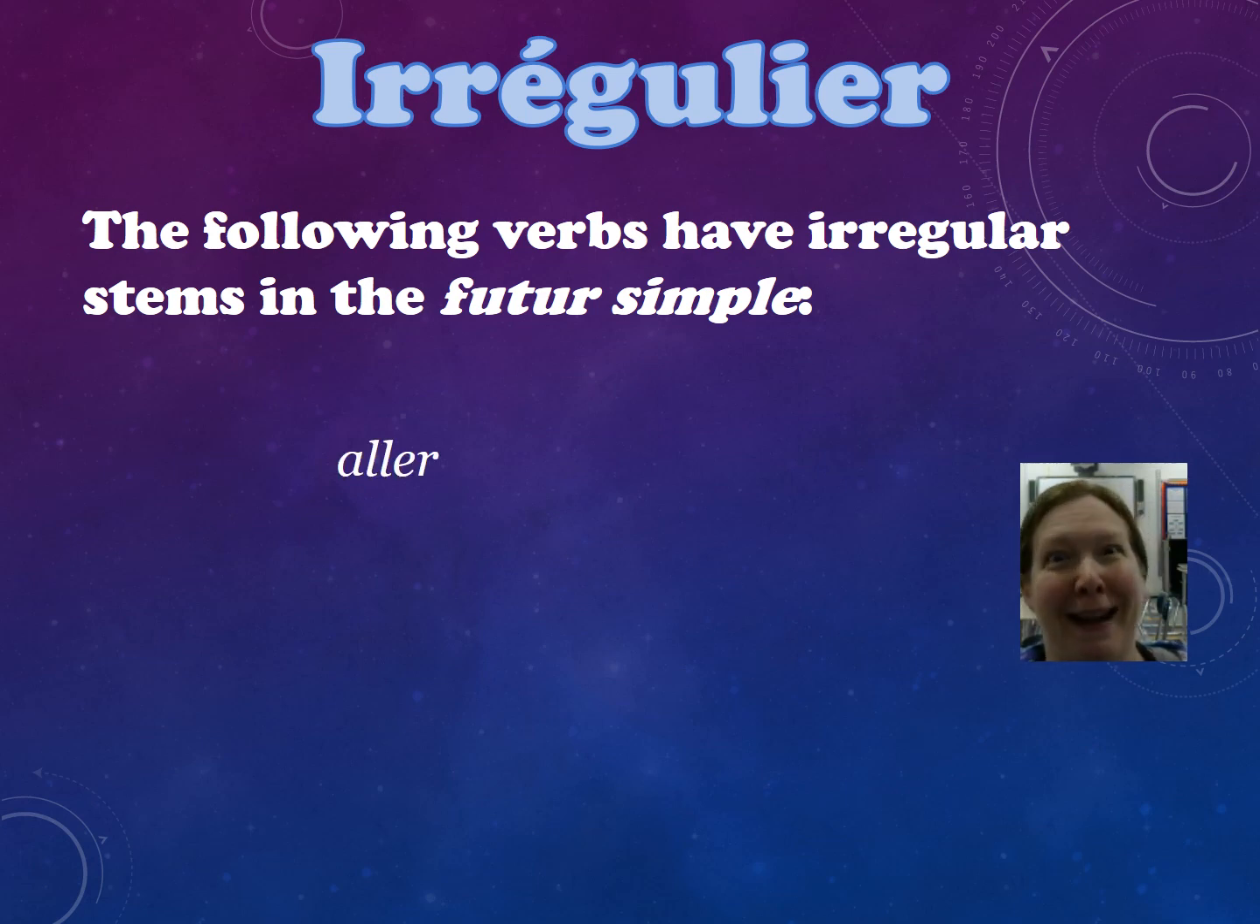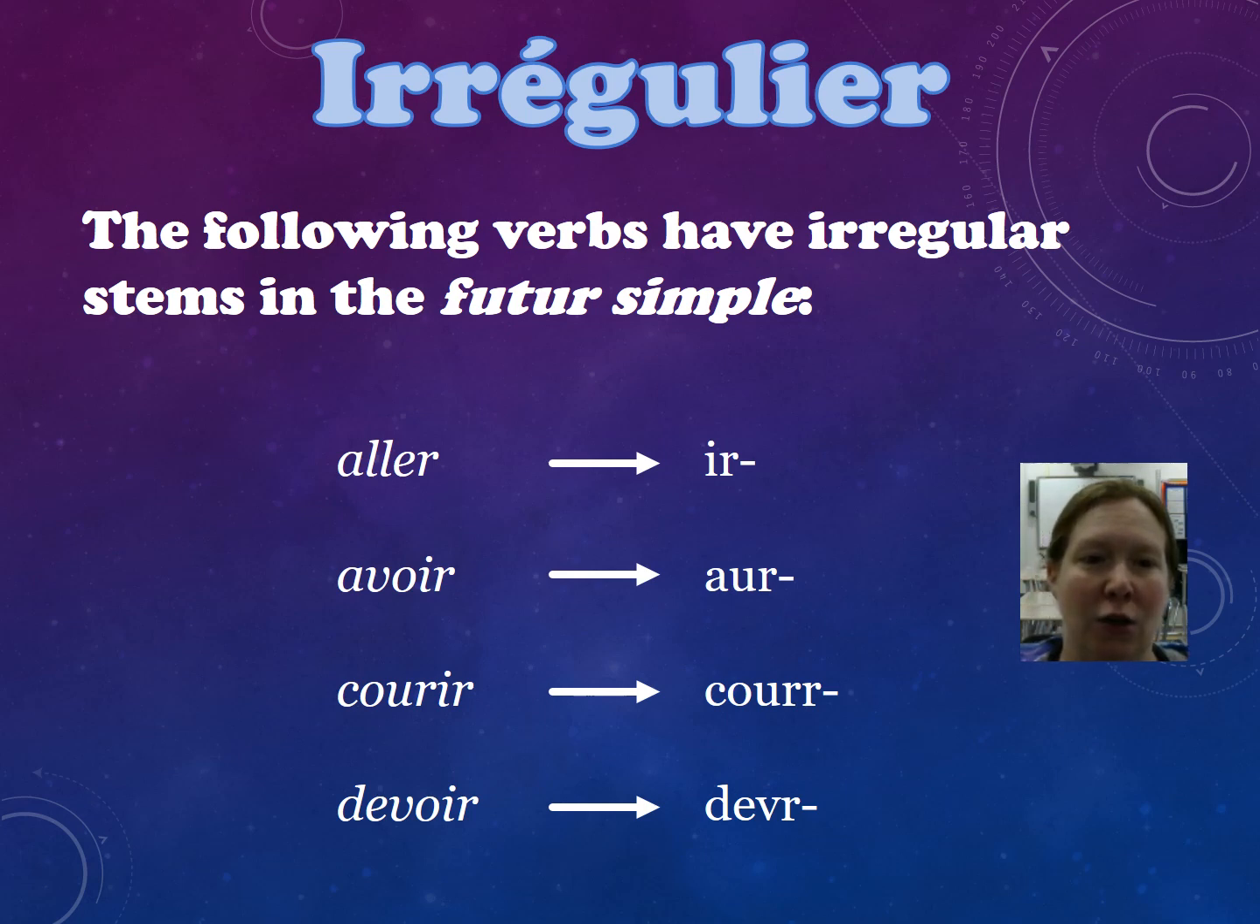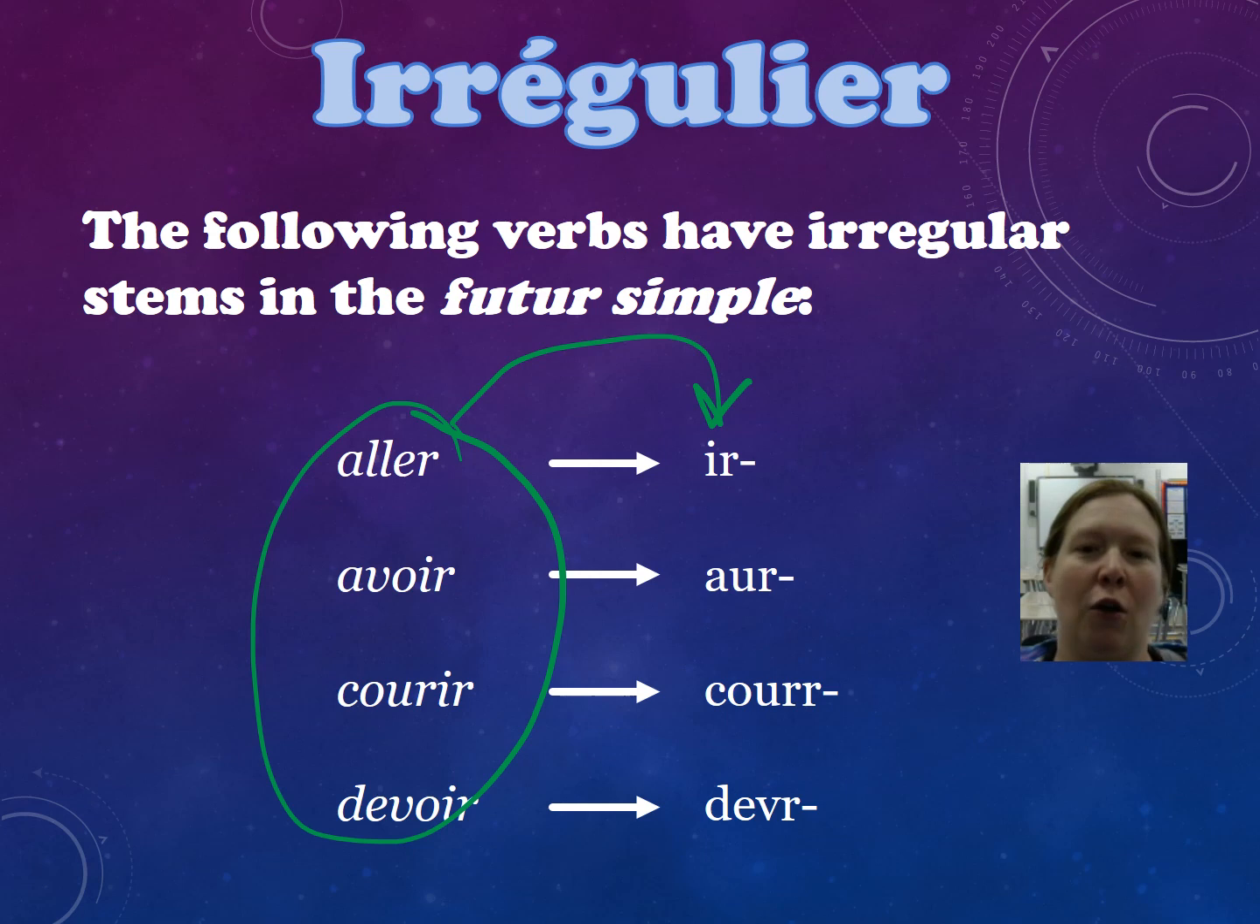Of course, aller. It's irregular in a lot of situations. It is also irregular in the future simple. Aller, the stem is ir. Avoir is aur. Courir is courr with a double R, and devoir is devr. So again, for these, you can't use the infinitive. You have to make sure you're going over and using these.